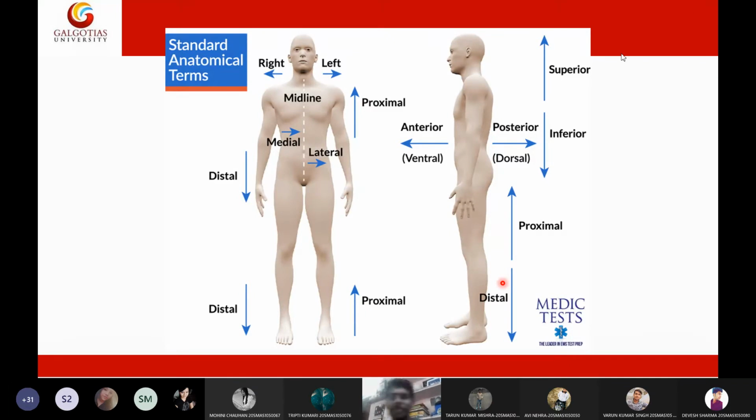Yeah. So, the front of the body is called as? Anterior. Other name of anterior? Ventral. Very good. Backside of the body is called as? Posterior or dorsal. Very good. Towards the limbs is called as?